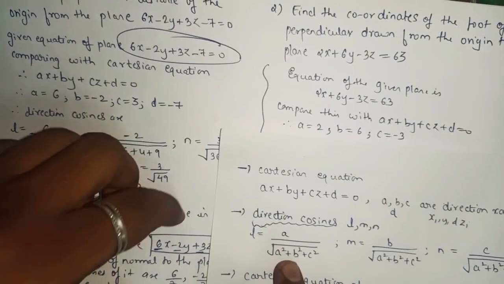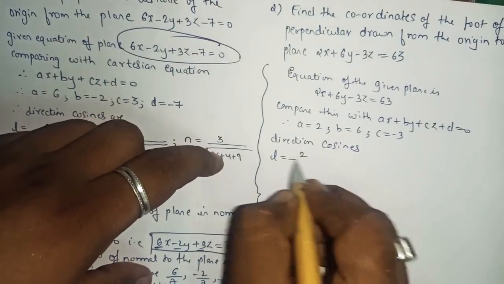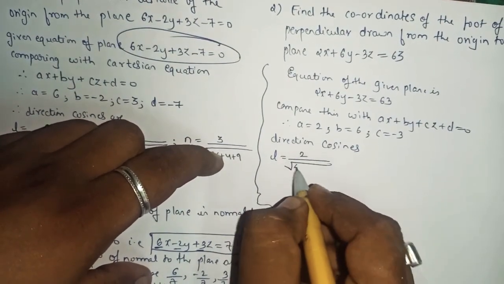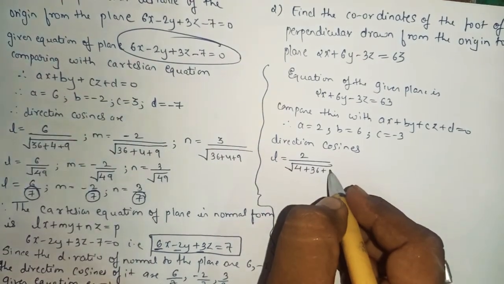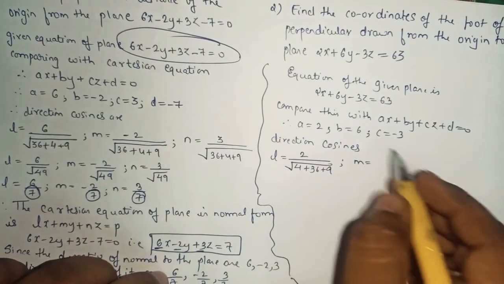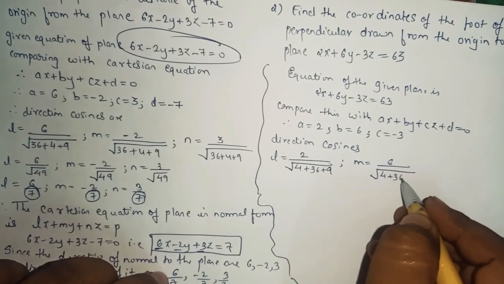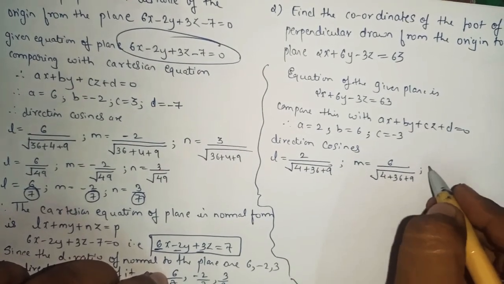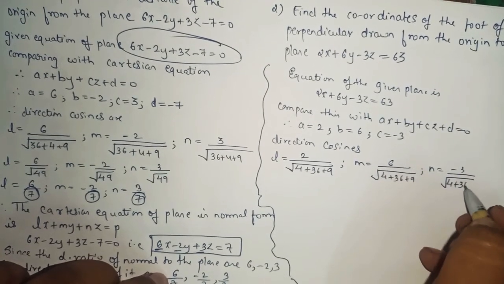a upon square root of a square plus b square plus c square. So directly I will apply. So a is what? 2. So 2 upon square root of 2 square is 4, 6 square is 36 and minus 3 square is 9. M equals to 6 upon square root of same, it will be same, 4 plus 36 plus 9, and n equals to minus 3 upon, so this part again it will be same, 4 plus 36 plus 9.